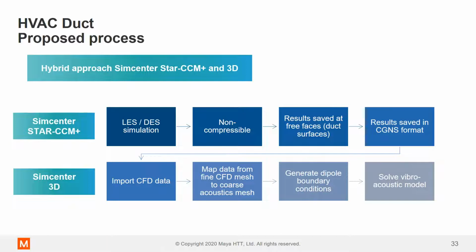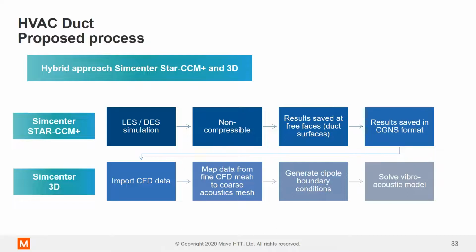We can generate the dipoles from the pressure fluctuations. So convert that pressure. Let's say you have a transient pressure acting on a given surface. You convert this transient pressure into equivalent dipoles, and then essentially just solve for the vibroacoustics model using the Helmholtz equation. It's as simple as that.